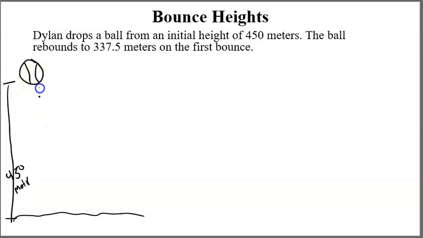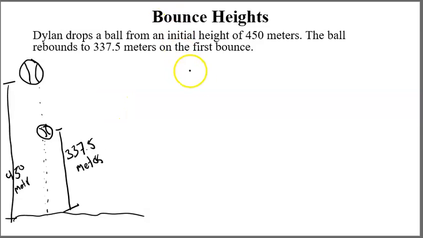The ball is going to drop, and it's going to bounce back up, and it's going to only go this high. So it's the ball. But this height is 337.5 meters. And so we can ask ourselves a couple questions. Question 1, what's the height going to be for the second bounce?